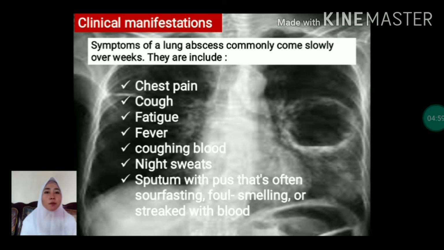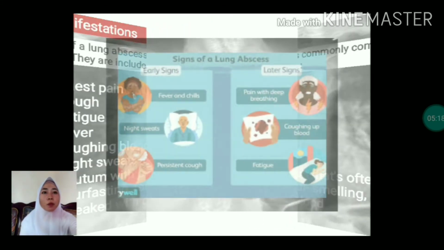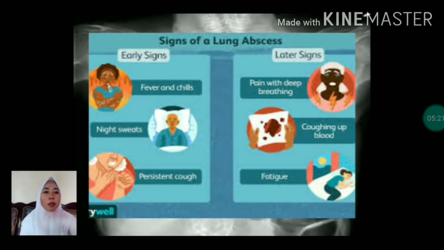Clinical manifestations. Symptoms of lung abscess commonly come on slowly over weeks. They include chest pain, cough, fatigue, fever, coughing blood, night sweats, and sputum with pus that is often foul smelling or streaked with blood. So this is the illustration of the signs and symptoms of the abscess. For early signs, we have fever and chills, night sweats, and persistent cough. And for the later signs, we have pain with deep breathing, coughing blood, and fatigue.